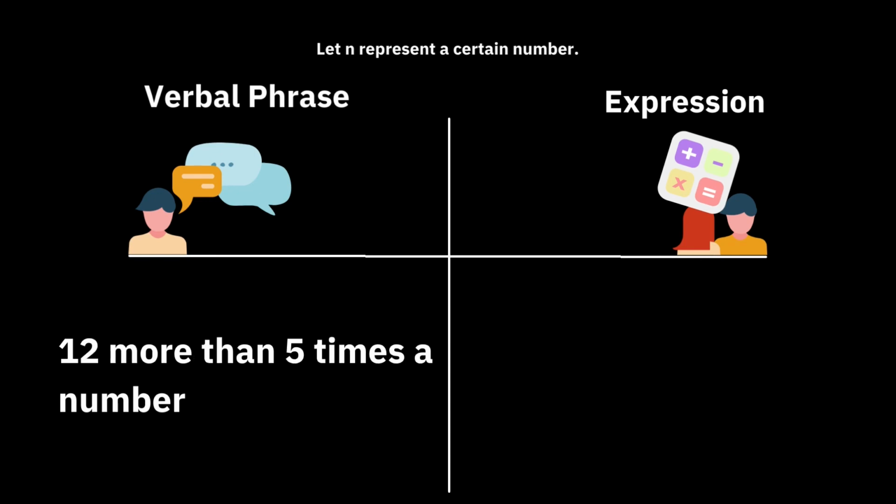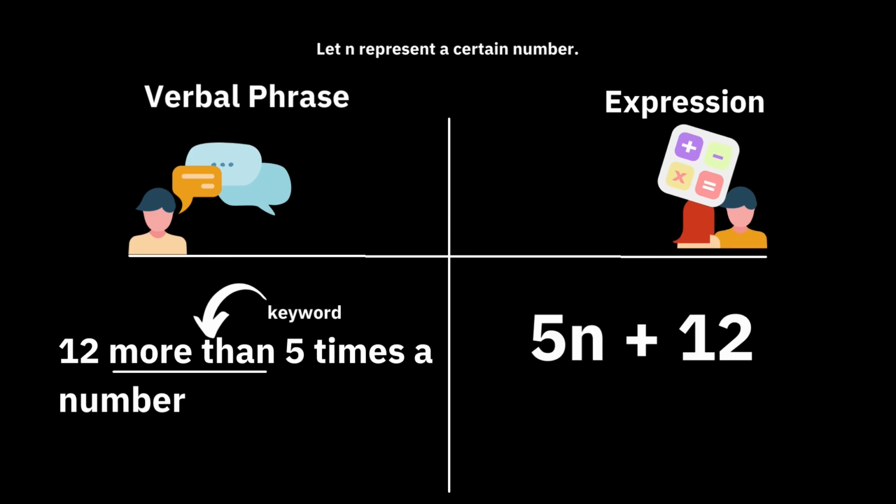And for the third one, 12 more than 5 times a number. The keyword is more than. Then the equivalent algebraic expression is 5n plus 12.